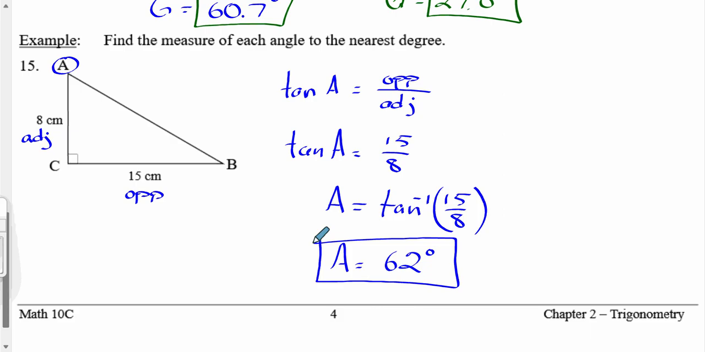How big is angle B? I'd like you to figure it out. How big is angle B?